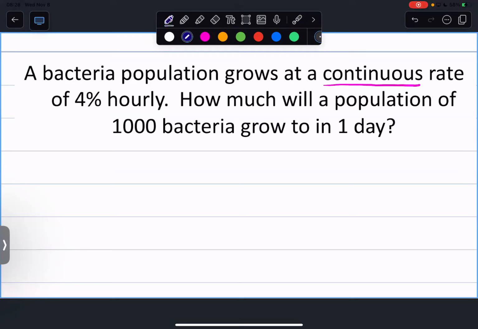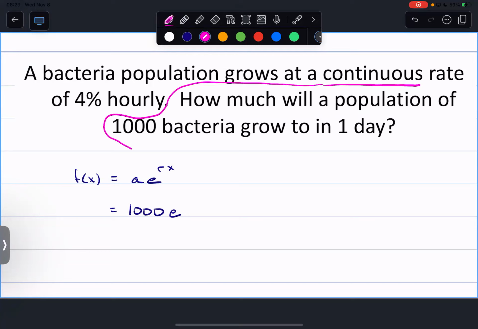And so let's see here. Generically, we've got F of X is A times E to the power of R times X. And let's figure out what we have here. So we've got a population of 1,000 bacteria initially. And so we have 1,000 bacteria to start. And the continuous gives us the E as the base. And 4% per hour is going to be 0.04, but then how long we let it grow for is 24 hours, right? And so you'll want to convert that.